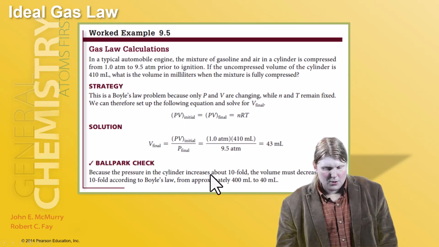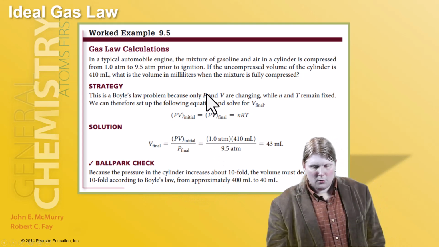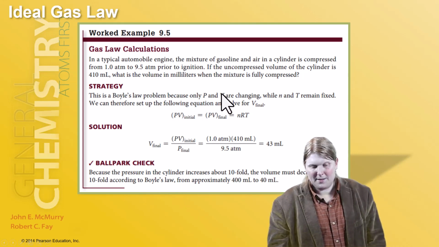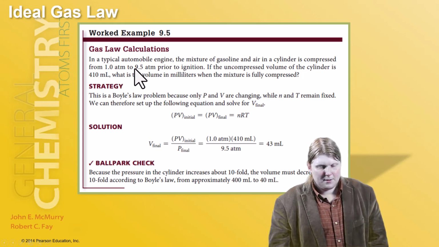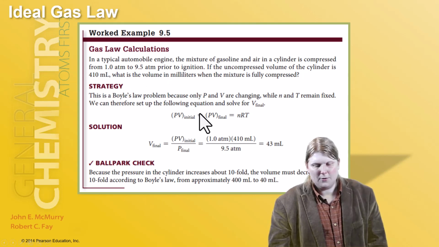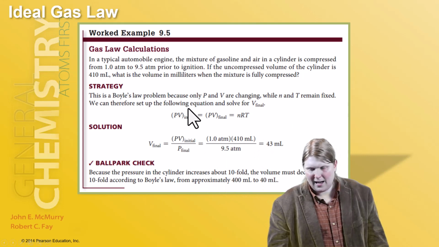And again, they say the pressure in the cylinder increases about 10-fold. The volume must decrease by about 10-fold. Remember, these are inversely proportional. So what happens to one will make the other one go down by the same multiplicative factor. So if this is approximately hit by a factor of 10, then this will be decreased by approximately a factor of 10. So that's a good ballpark. I like these ballpark checks that they have in this textbook.